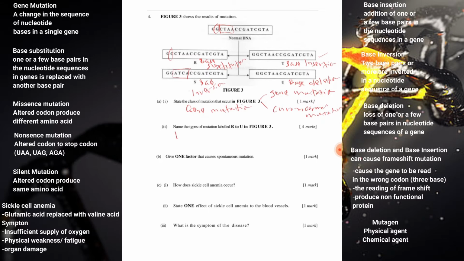Okay, so name the type of mutation, label R to U. Okay, R is base substitution. Okay, T is base insertion. S is base inversion. U is base deletion.